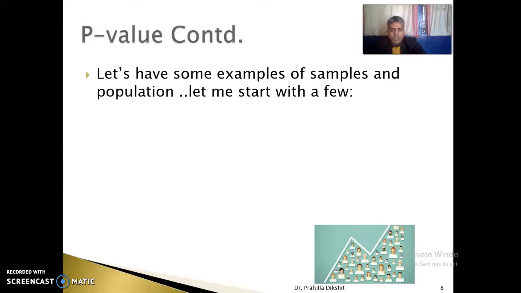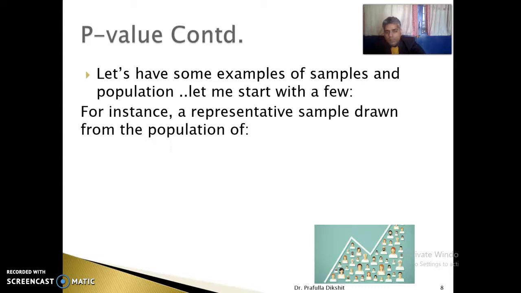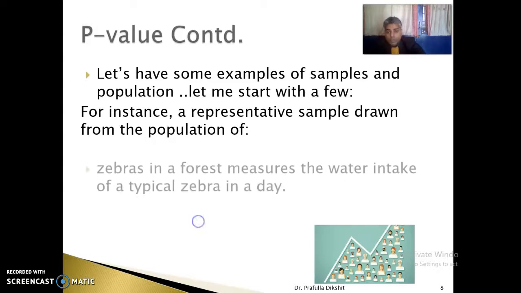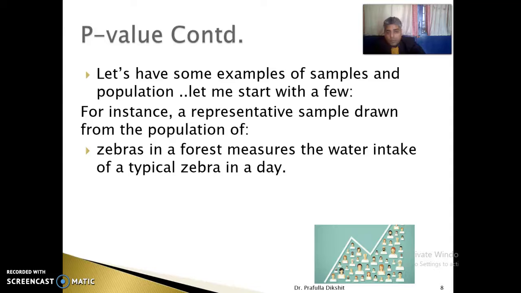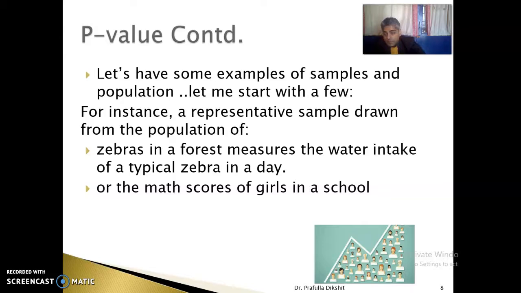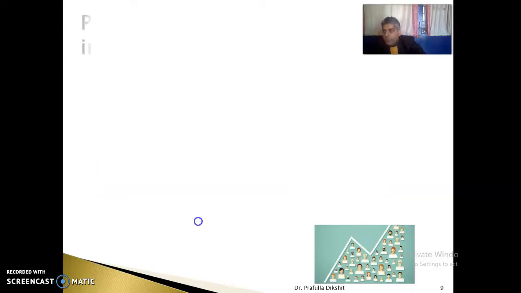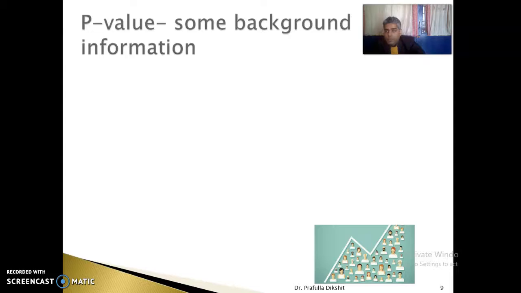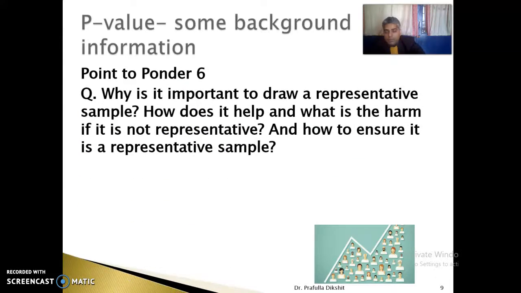Now let's discuss some examples of samples and populations. Let me start with a few. For example, there could be a representative sample drawn from the population of zebras in a forest, which measures the water intake of a typical zebra in a day, right? Or maybe the math scores of girls in a school, or of course boys. There could be ample examples of what those measures could be, right? And now, here again, we come to this: why is it important to draw a representative sample? Is it really necessary? How does it help, and what is the harm if it is not representative? How do we ensure that it's a representative sample?